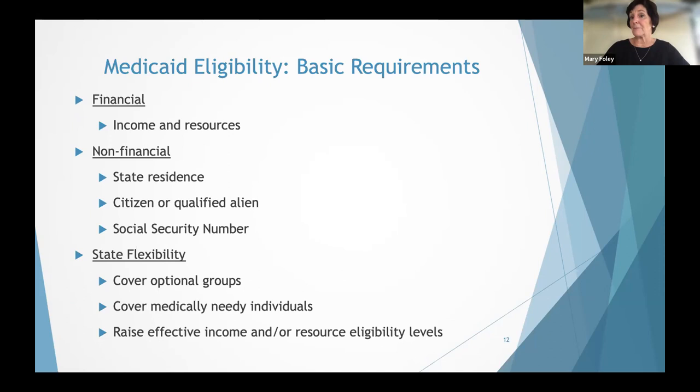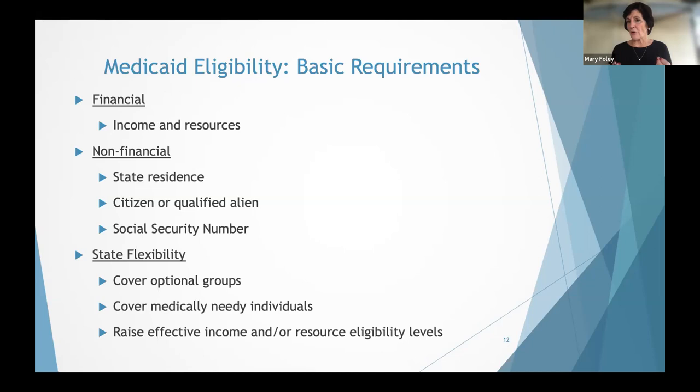So there's state residence requirements. You have to be a citizen or a qualified alien, and you have to have a Social Security number. Again, there's state flexibility to cover optional groups as well under waiver programs. So you've heard of waivers. If you have a law and you want to waive some of the specificity of the law, okay, then there's waivers. There's actually federal authorities in place that states can apply for to waive it.